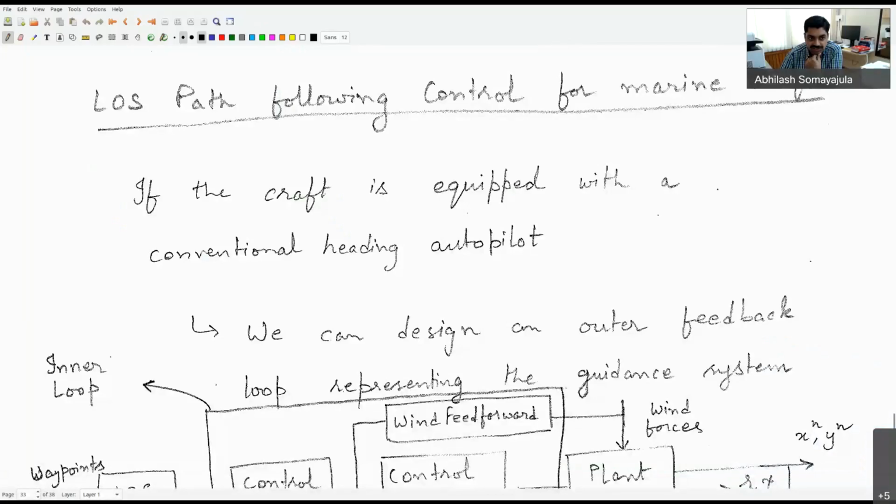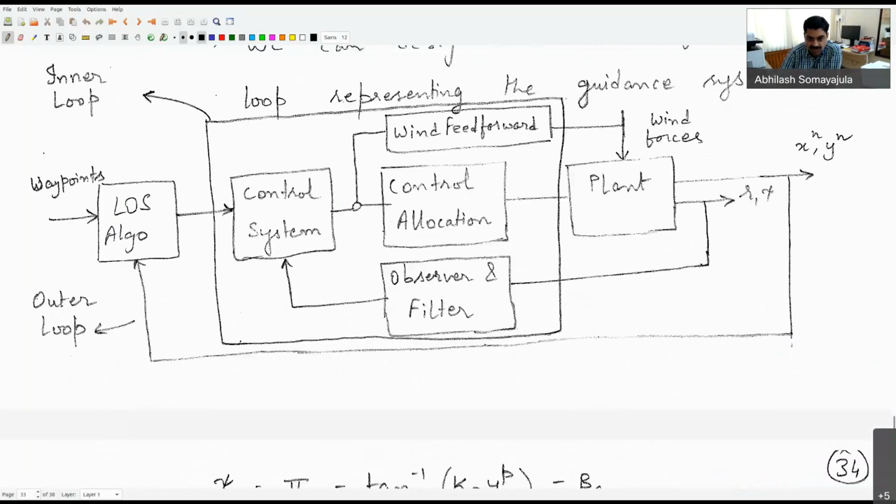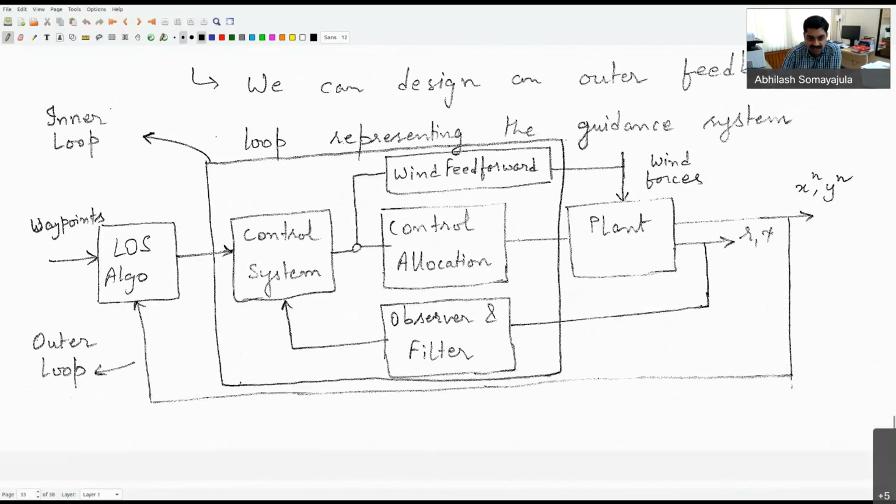All right. So in the last class, we were discussing the line of sight path following control for a marine craft, where we were using this idea of successive loop closure. We had a control system trying to control the heading of the vehicle given a desired heading angle. Then we closed an outside loop, where the guidance system takes in the positions in order to provide the desired heading angle for the craft using the line of sight algorithm.